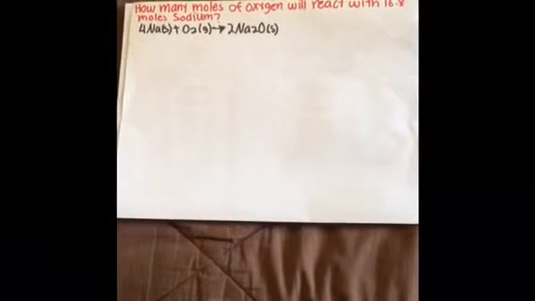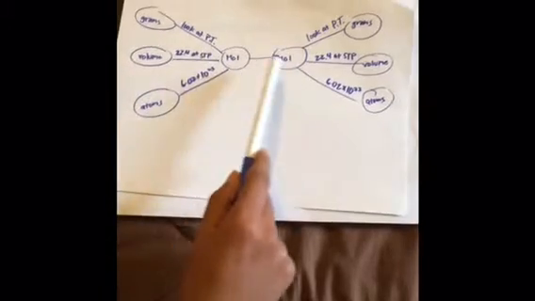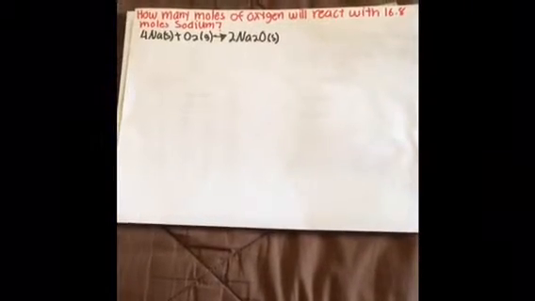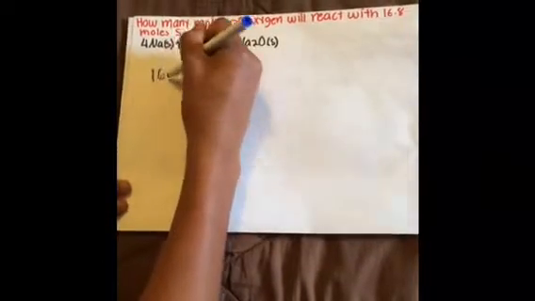Right, so how many moles of oxygen will react with 16.8 moles sodium? The question is how many moles of oxygen to moles of sodium, and if you look at your mole island chart, that's mole to mole, which is a two-step dimensional analysis problem. So you start off with your given, which is 16.8 moles of sodium.